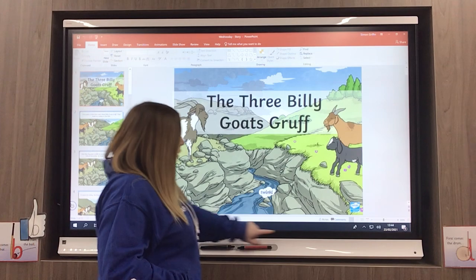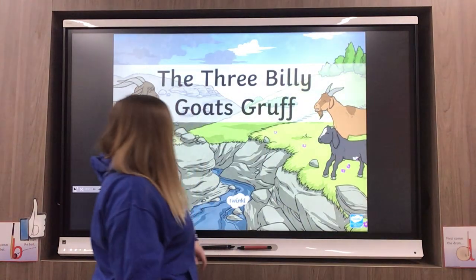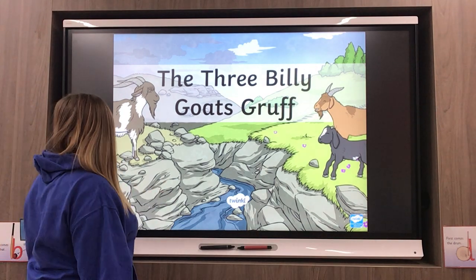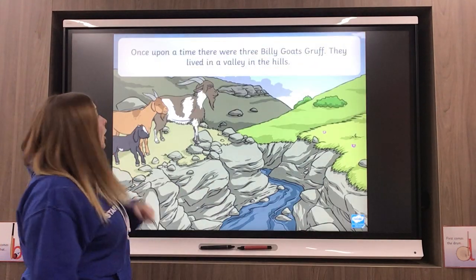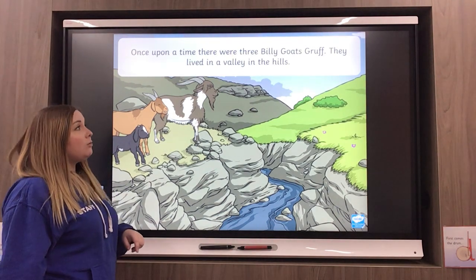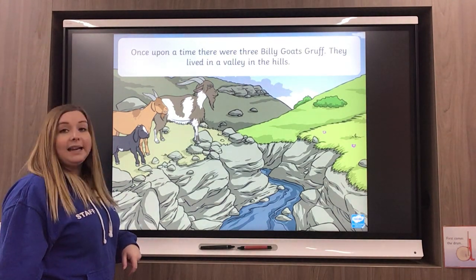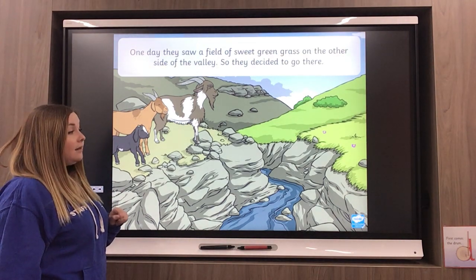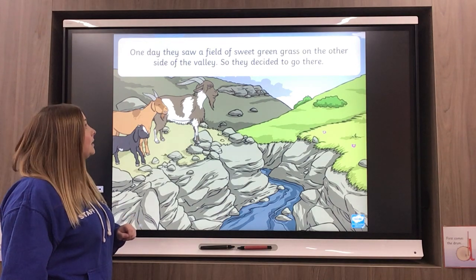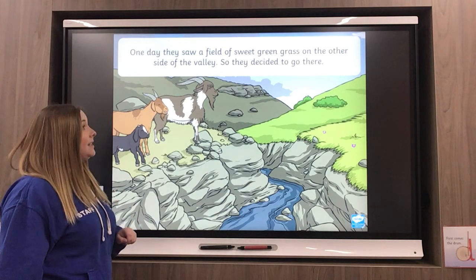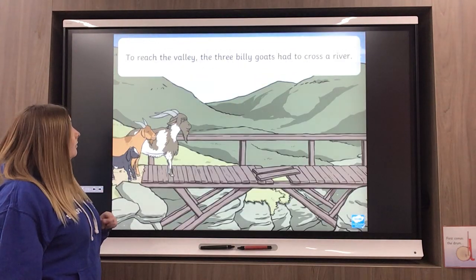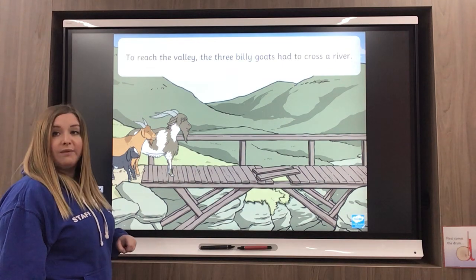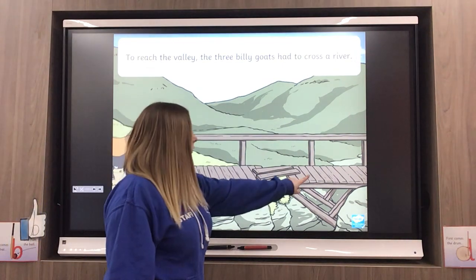So we're looking at the story of the 3 Billy Goats Gruff. Once upon a time, there were 3 Billy Goats Gruff. They lived in a valley in the hills. One day, they saw a field of sweet green grass on the other side of the valley, so they decided to go there. To reach the field, the 3 Billy Goats Gruff had to cross a river. And we can see how they're going to cross the river.